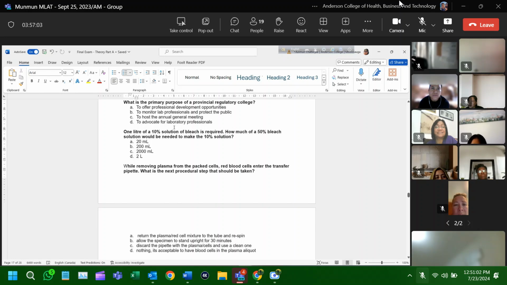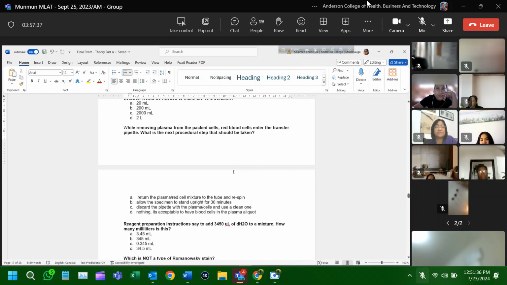1 liter of 10% solution of bleach is required. How much 50% bleach solution would be needed? What formula are you going to use here? Weight by volume or volume by volume? C1V1 equals C2V2, concentration and volume. You will be able to calculate that one, right? So there will be a lot of math questions, standard deviation questions.